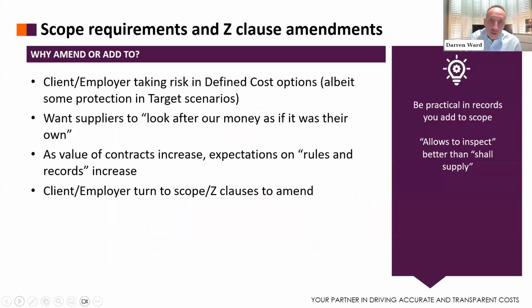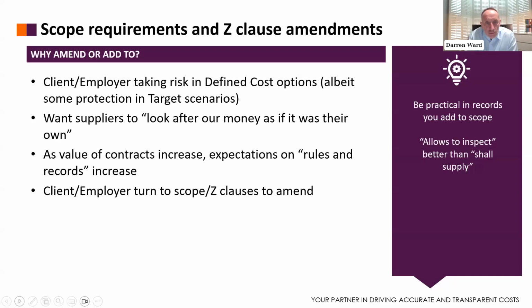So that's why and when we audit. Ian gave a very good example earlier of the basic vanilla contract NEC treatment for people cost. However, these T's and C's do get added to or amended through scope requirements and Z clauses. And why is this?